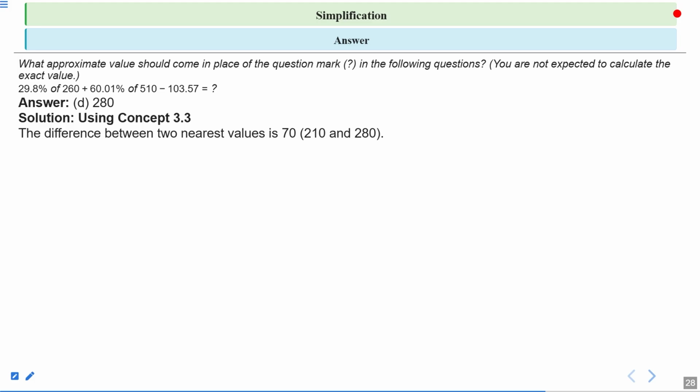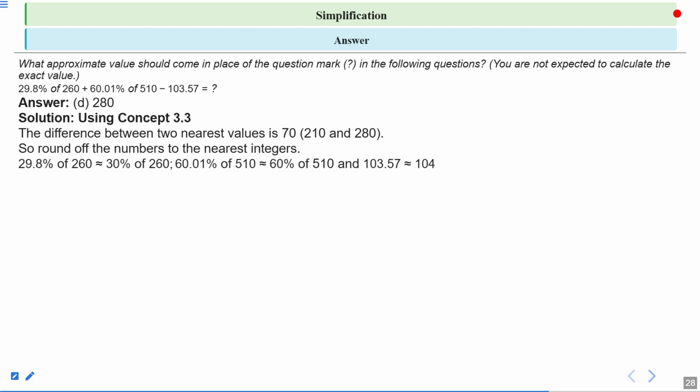The difference between the two nearest values is 70, 210 and 280. Round off the numbers to the nearest integer. 29.8% of 260 is equal to 30% of 260. In the same way, 60.01% of 510 we can take as 60% of 510, and 103.57 we can take as 104. So now the equation will become 30% of 260 plus 60% of 510 minus 104 equals question mark.